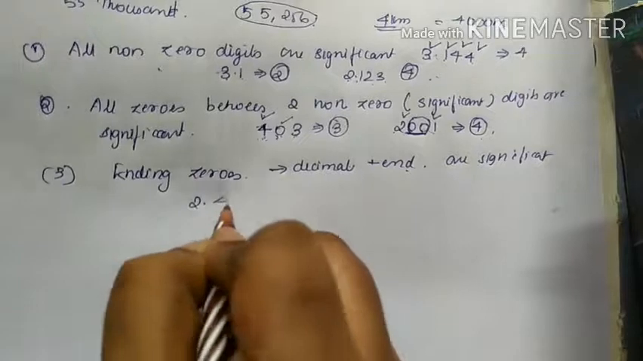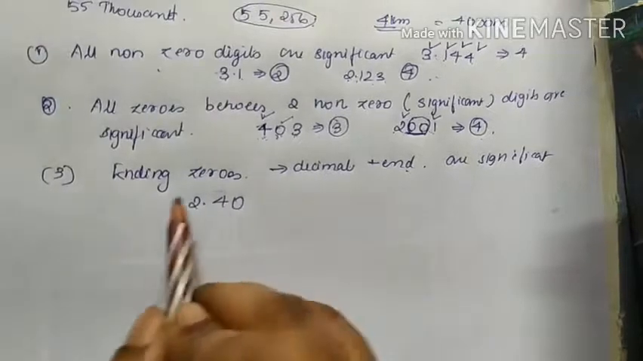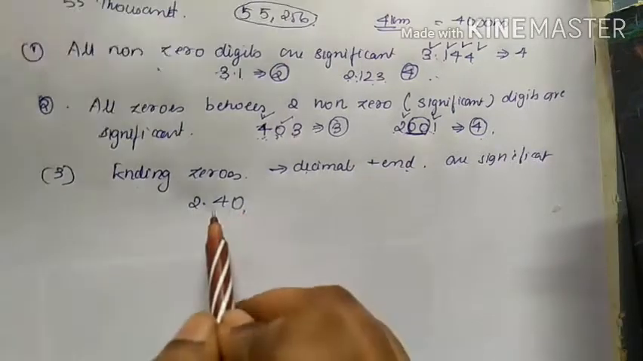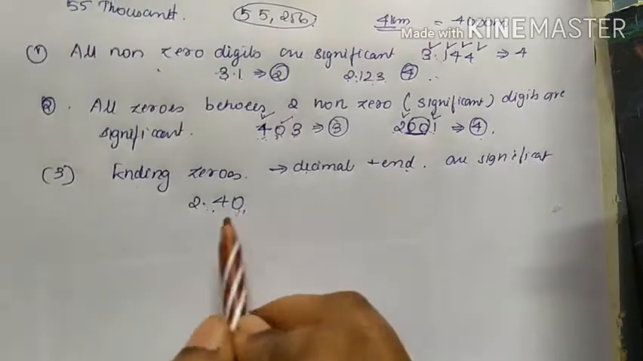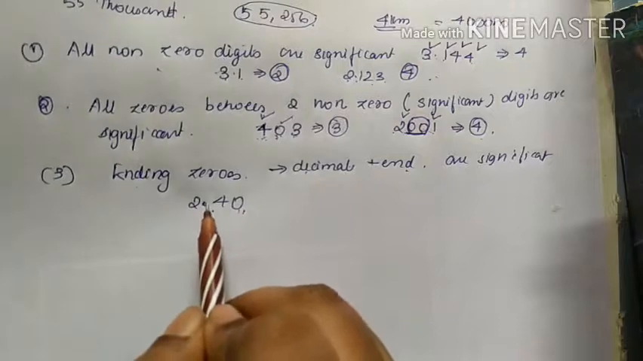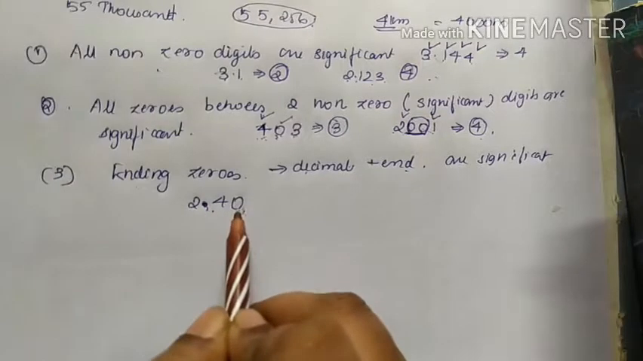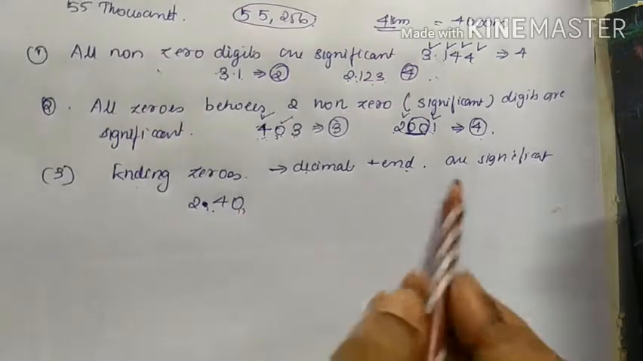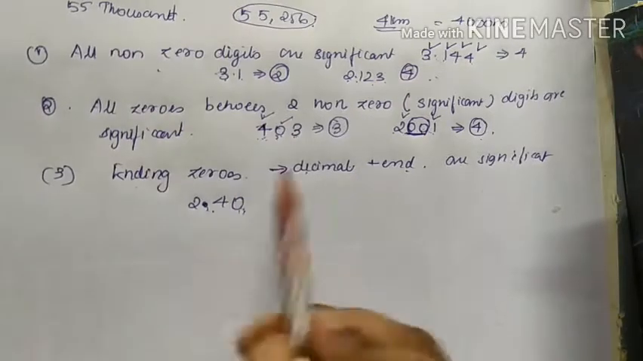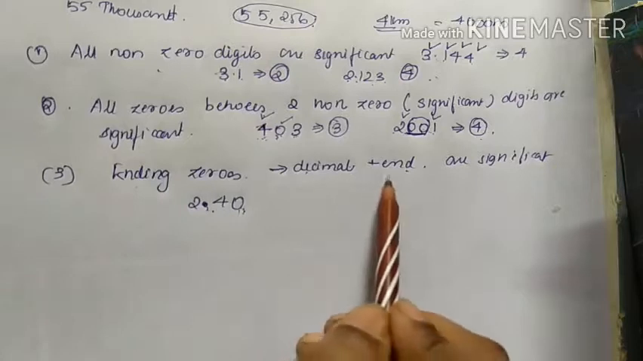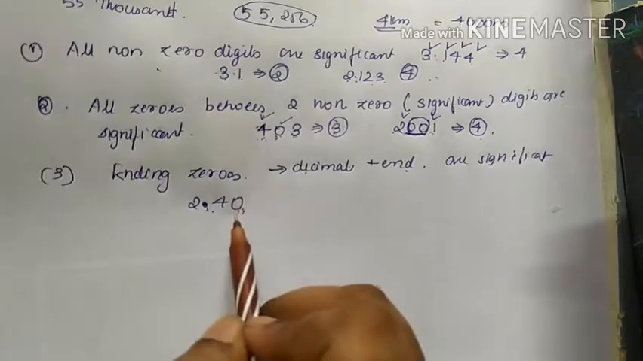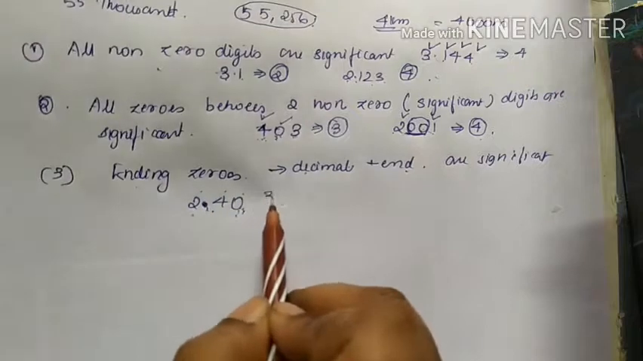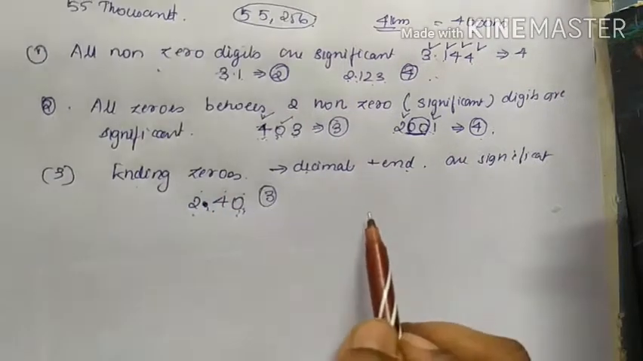Let's say 2.40. Is this an ending zero? Yes, it is an ending zero. Is there a decimal? Yes. So to the right of the decimal point, this 0 is at the end. So that 0 is significant. Ending 0 after a decimal is significant. So how many significant figures are there? 1, 2 and 3. So there are 3 significant figures in 2.40.